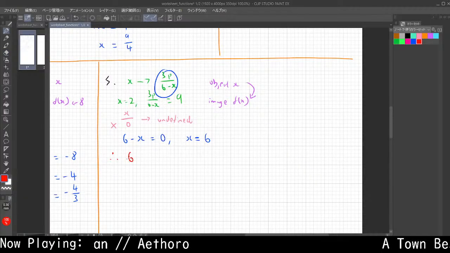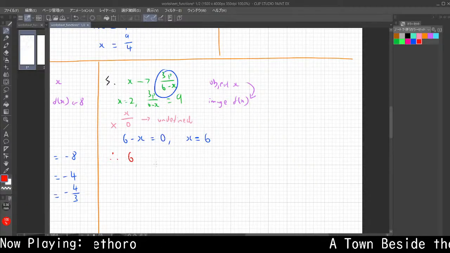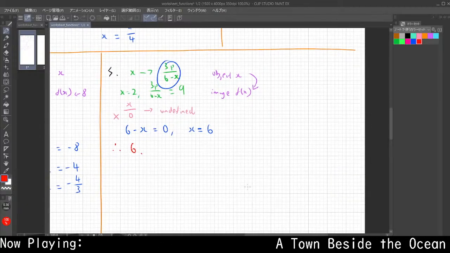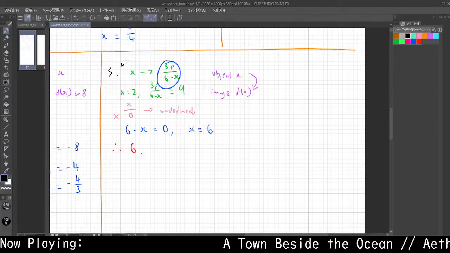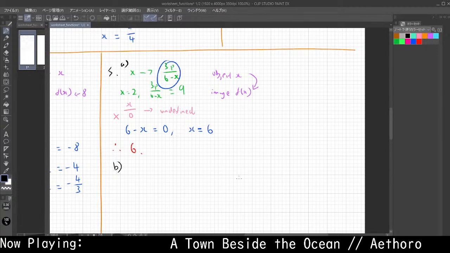The object which has no image is 6. Yeah, you can put that as well. Put it here. Okay, this is sub-question A. Sub-question B, we want to find the value of p.